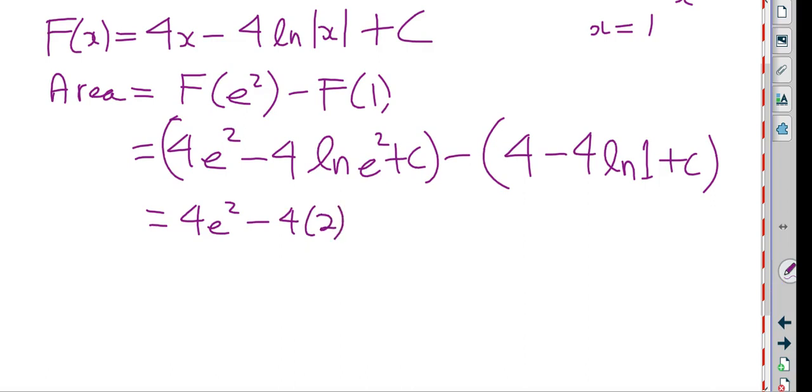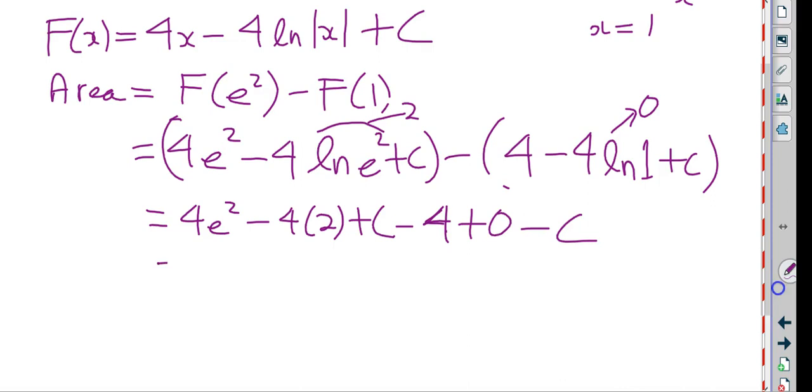Here, we'll put in more detail. So the ln of e squared is 2 times ln e, which is 2 times 1, or 2, so minus 4 times 2, plus c, removing brackets, minus 4. What's the ln of 1? 0. So minus 4 plus 0 minus c. Okay, so since ln 1 is 0, and ln of e squared is just 2, we got 4e squared minus 8 minus 4, which is minus 12, plus c minus c.